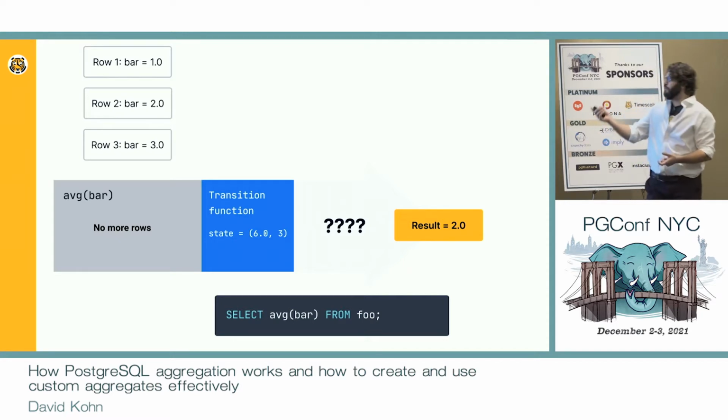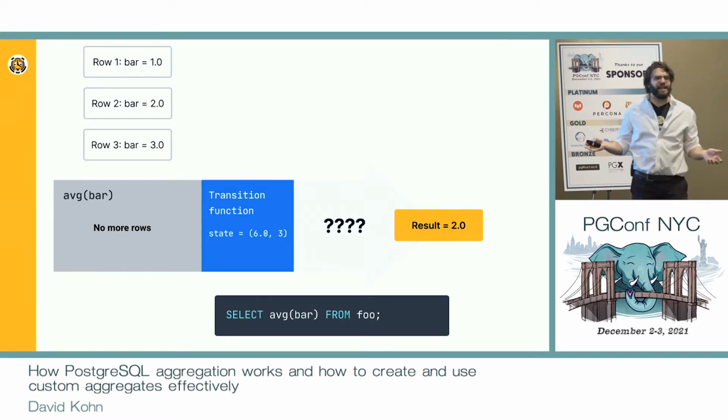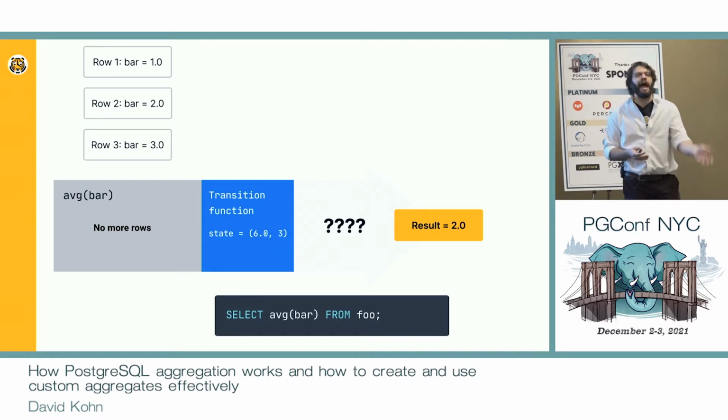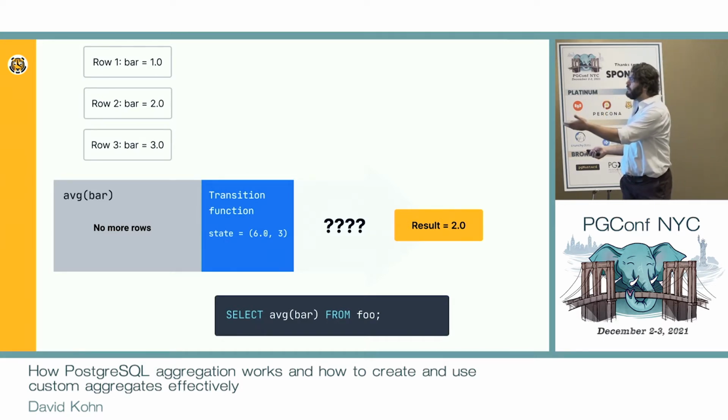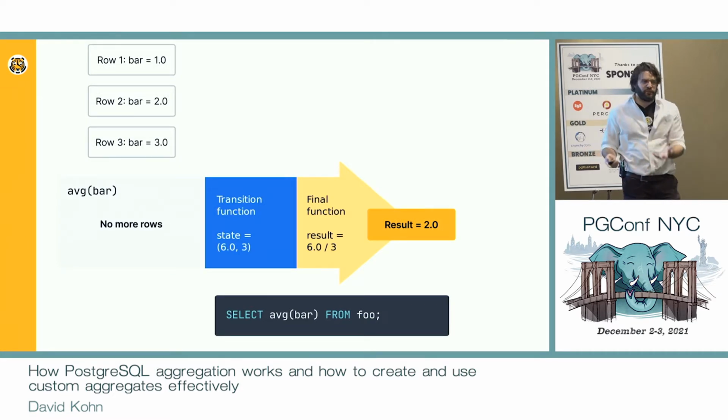Right? I can't just output 6 and 3. That's not what the user asked for. They asked for the average. So what do I have to do? Well, I have to do something. I have to divide. And that's going to be called the final function.